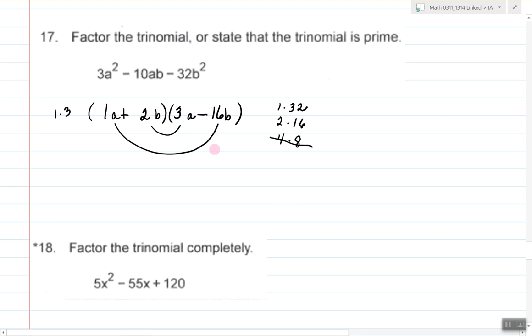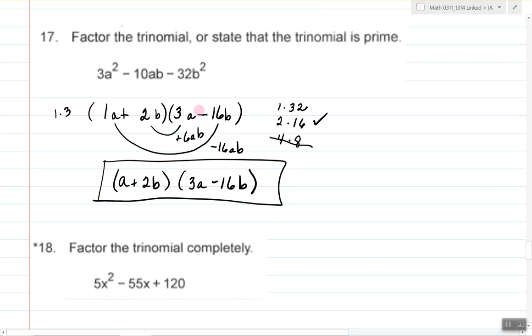The outer product is negative 16AB. The inner product is positive 6AB. When I subtract, there it is. Sometimes I want to celebrate. I get so excited when I get the answer. So your answer as you type it into MyMathLab will be A plus 2B times 3A minus 16B. The secret is always to check over and over your middle term, your outers and inners, to see if you're getting the middle term.